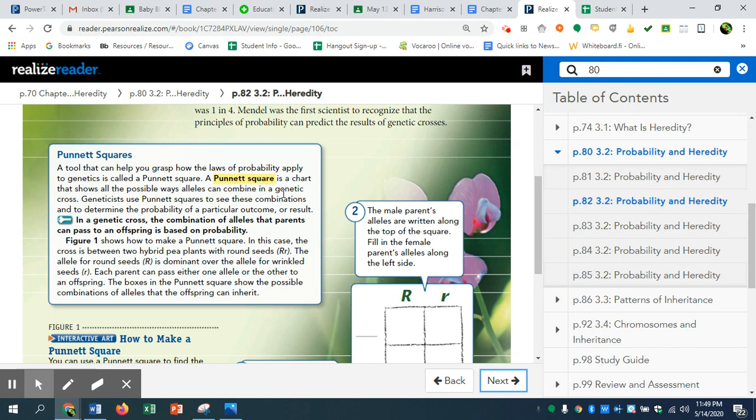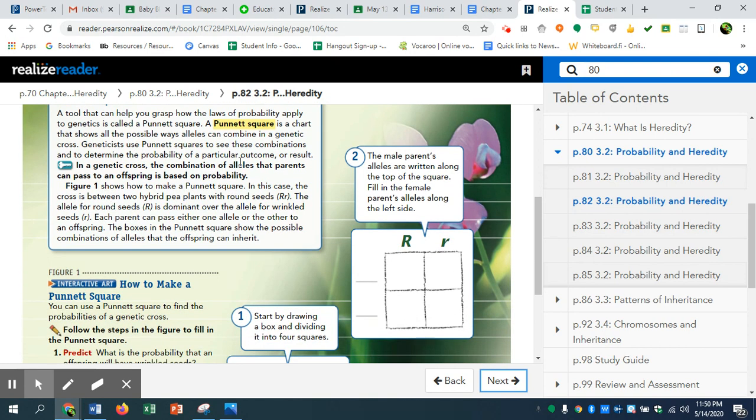So these Punnett squares that we're using are simple Punnett squares. Yeah, there could be more complicated Punnett squares, but let's learn the simple version first. You learn the more complicated ones later, not with me, but later in high school. Geneticists use Punnett squares to see these combinations, these probabilities, these outcomes.